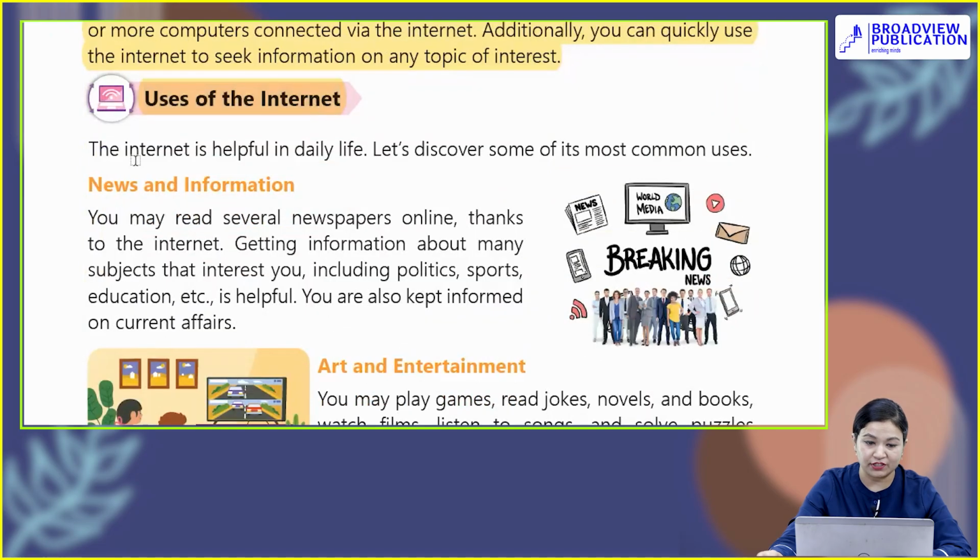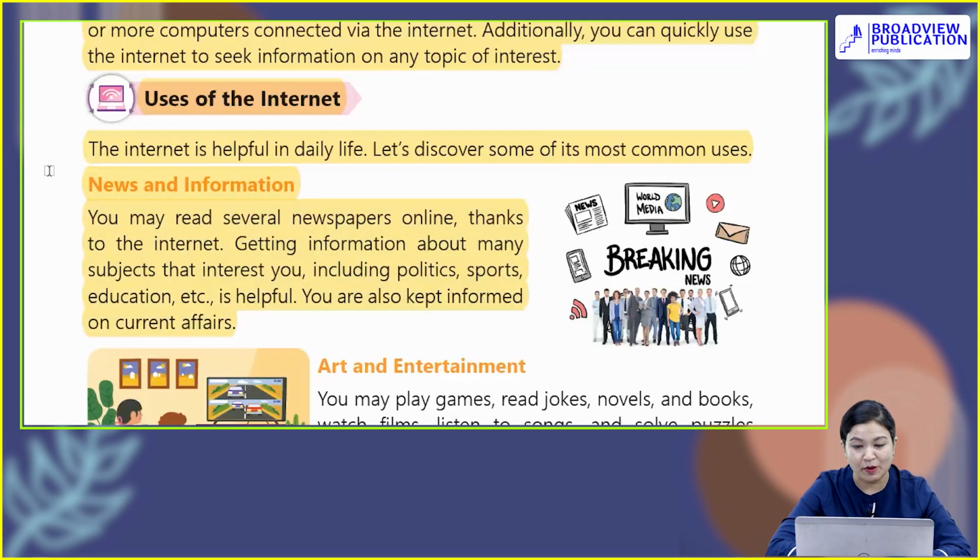Now, uses of internet. The internet is helpful in daily life. Let's discover some of its most common uses. So first is news and information. You may read several newspapers online thanks to the internet. Getting information about many subjects that interest you, including politics, sports, education, etc. is helpful. You are also kept informed on current affairs.